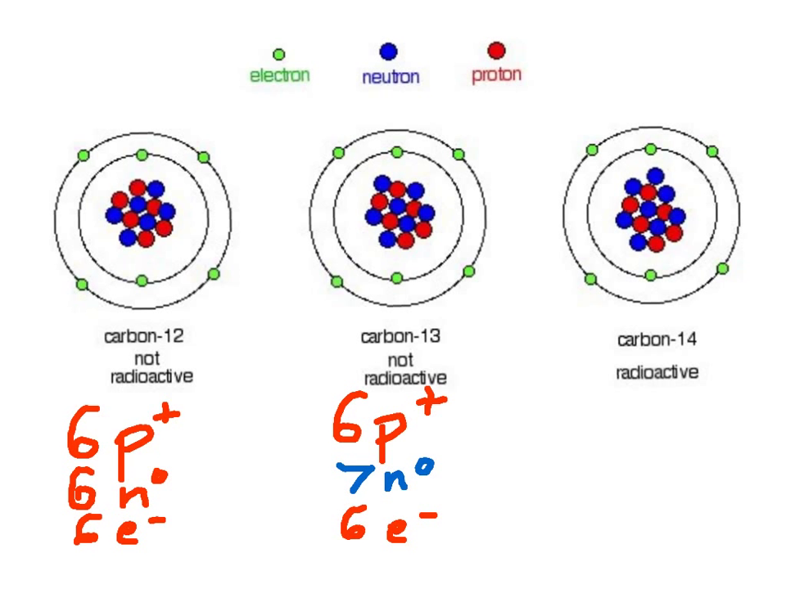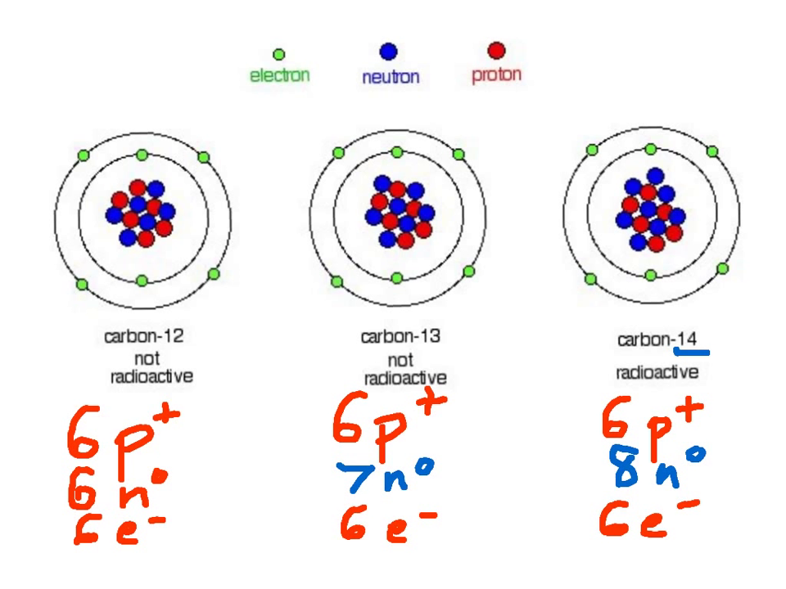And then finally, the third example, carbon-14, we again have our 6 protons and the same 6 electrons. And how many neutrons do you suppose it has in its nucleus? That's right, there are 8 neutrons in the nucleus. So the only difference in these elements is the total mass, because the number of neutrons varies.